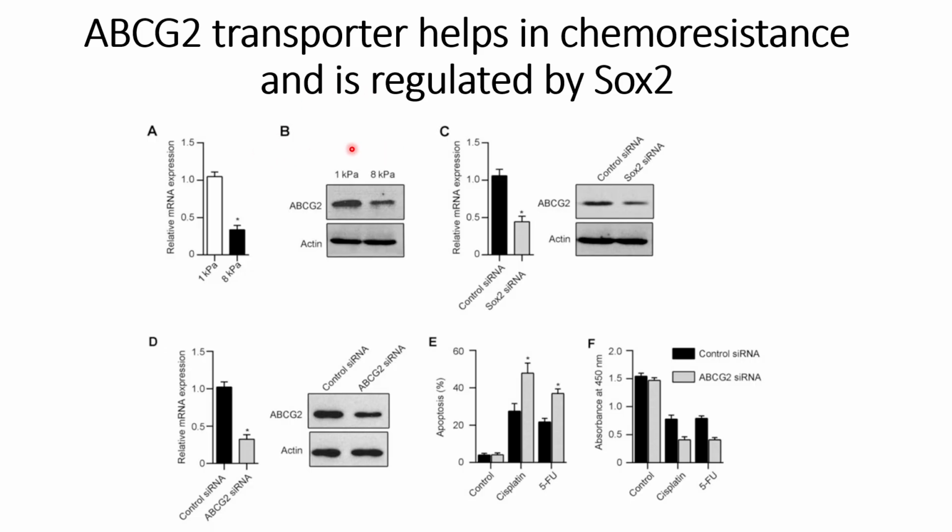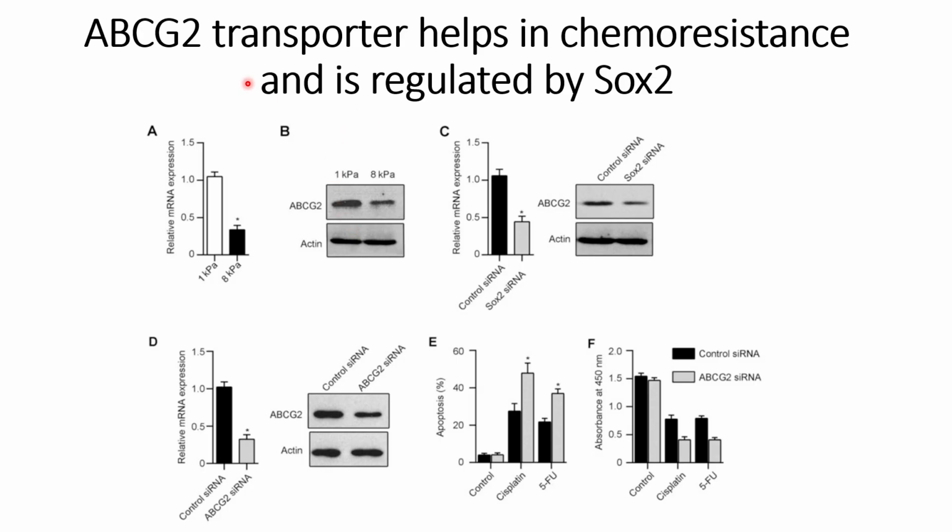Before going to that, they first check whether the ABCG2 expression level varies in the stiff matrices and the soft matrices. The cells grown on stiff matrices should have lower ABCG2 levels, whereas the cells grown on soft matrices should have a higher level of ABCG2. This is what they expect, and this is also what they see using qPCR, that ABCG2 levels are high in the soft matrices, and using the Western blot they also see that ABCG2 levels are high in the soft matrices.